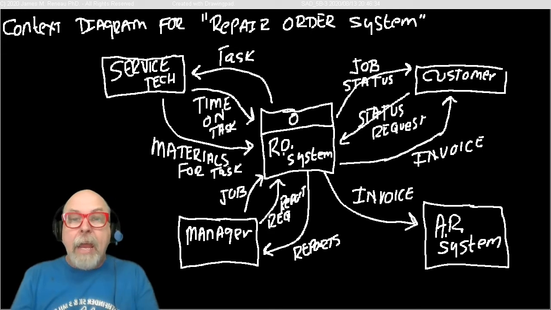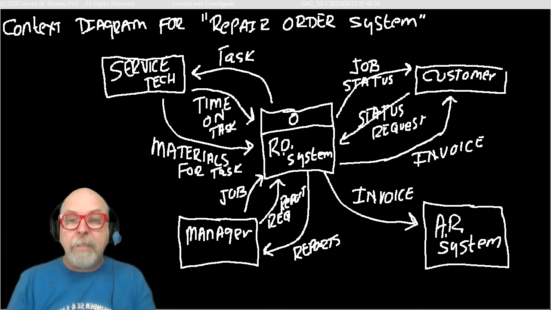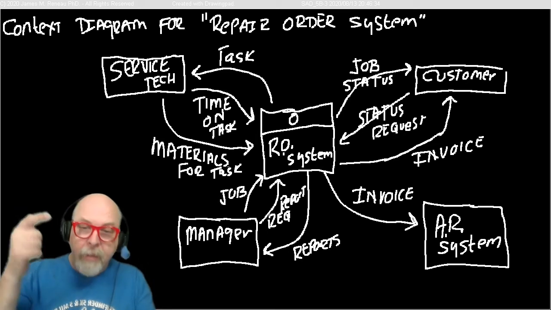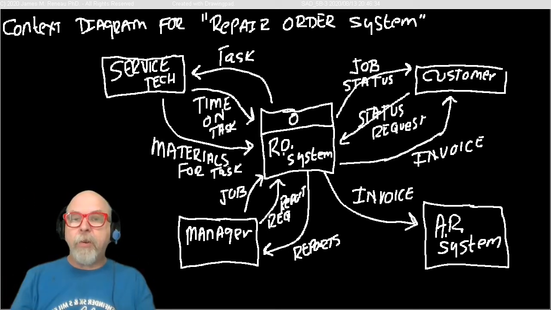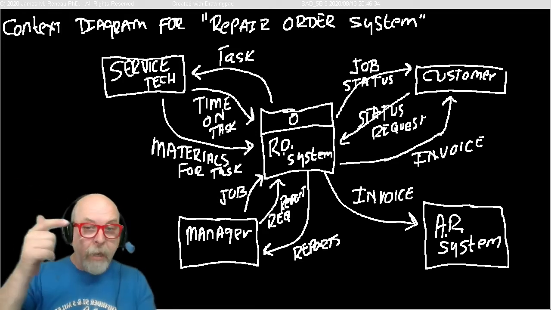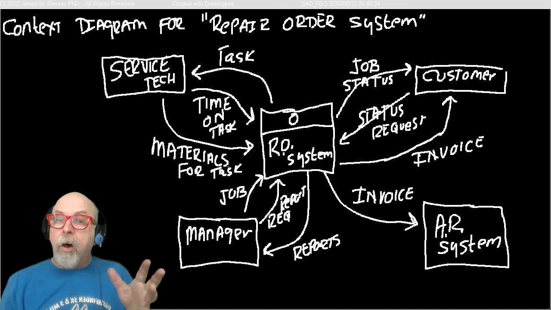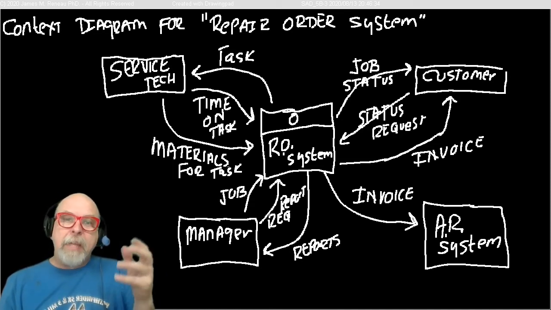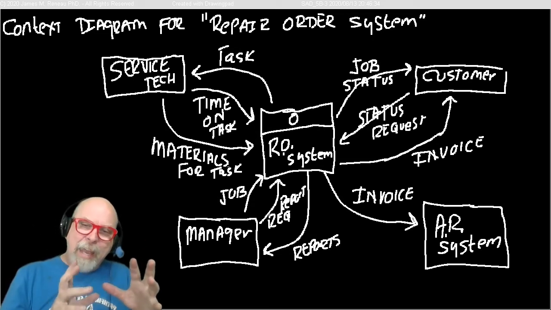And notice that the service tech also sends to the system a list of materials used on a task. If I needed a washer, that would be on the materials. Or if I needed a rubber seal, that would be on the materials. Or if I needed a hose, that would be on the materials. So the repair order system is tracking all of the stuff we use on the job also, because tasks are part of a job and materials are on the task. So you get the kind of idea.